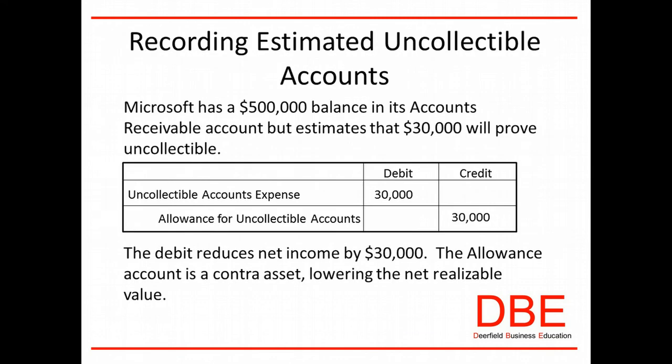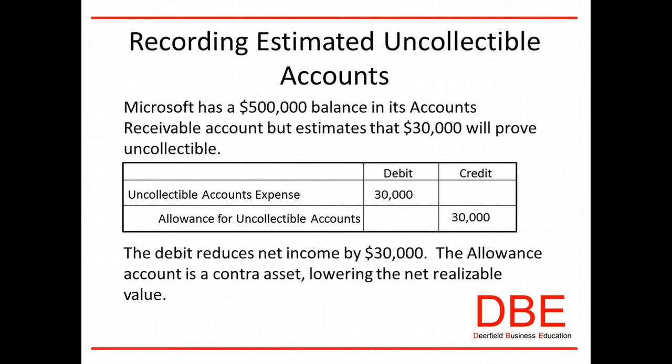Alright, so let's say Microsoft has a $500,000 balance in its accounts receivable, but it estimates that $30,000 will prove uncollectible. So once they estimate that $30,000 will be uncollectible, here's the entry. We're going to debit uncollectible accounts expense. So what we're doing here is we're adjusting our net income because we recognize that revenue, but now some of that revenue is not going to be collected. So we're going to write down that income by creating a debit to this uncollectible accounts expense.